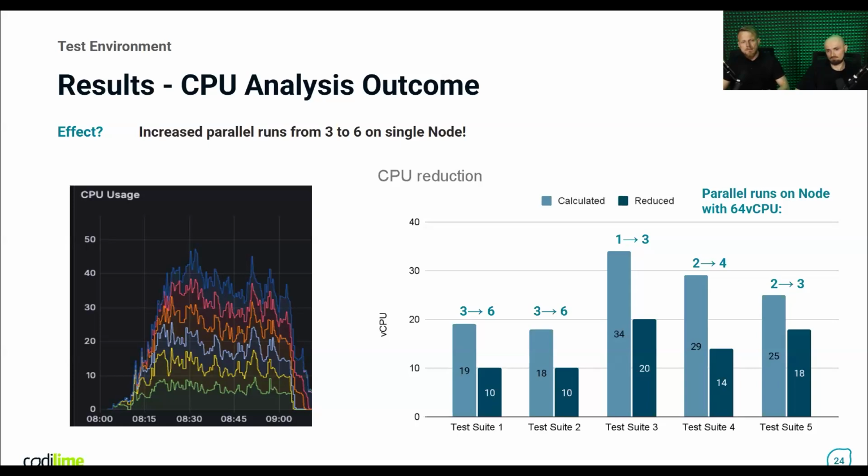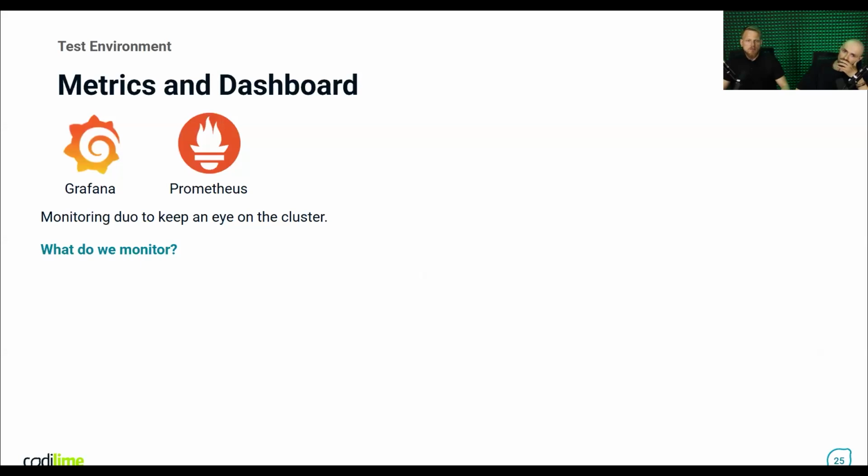As a result, the number of parallel runs increased, for example, from 3 to 6 on the same node. Overall, we are using resources much more efficiently while increasing concurrency at the same time. And actually, this is where we unlocked real capacity. But to make all of this work well, we rely on observability.